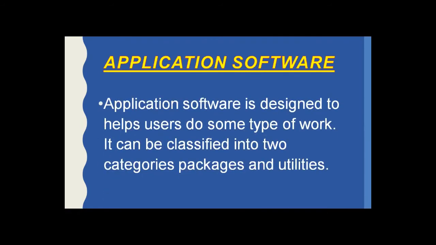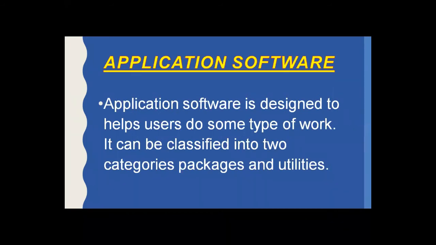These are all the five categories of system software. Now we are starting application software. So what is application software? Basically, application software is designed to help users. Users means you, me, the person who is using a computer system is known as a user. So it is software that is made to help the user do some type of work. Let's suppose we want to do any type of work in our computer system, so application software is very helpful for the user to do that work.